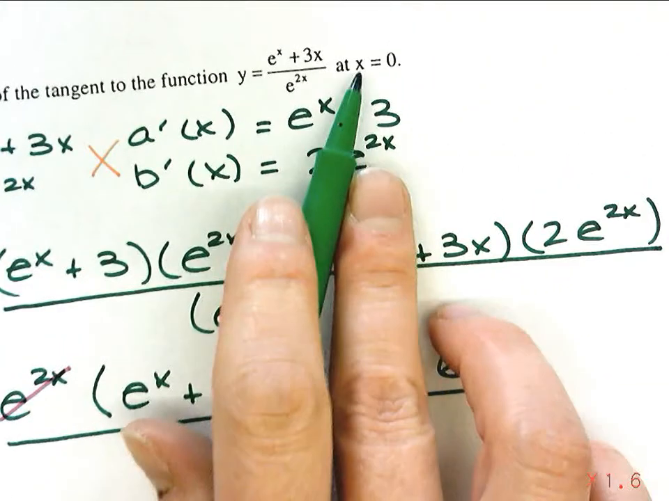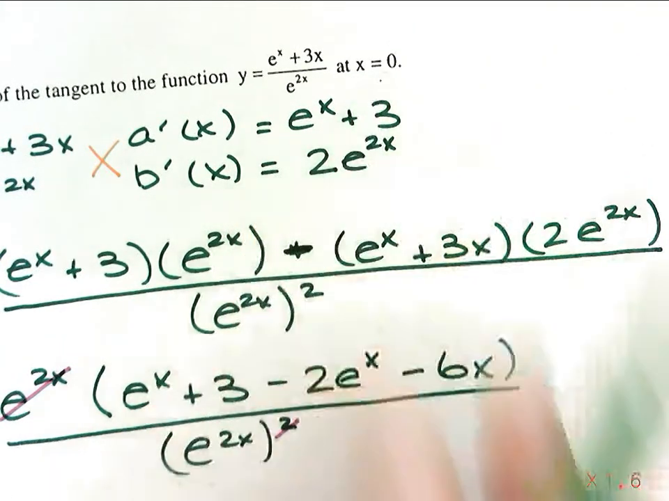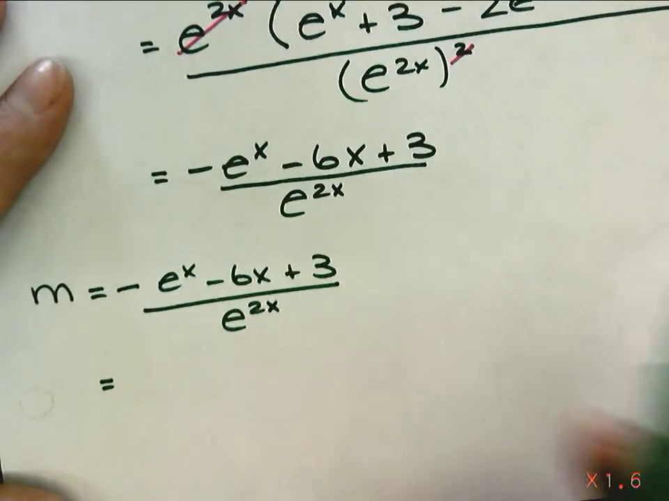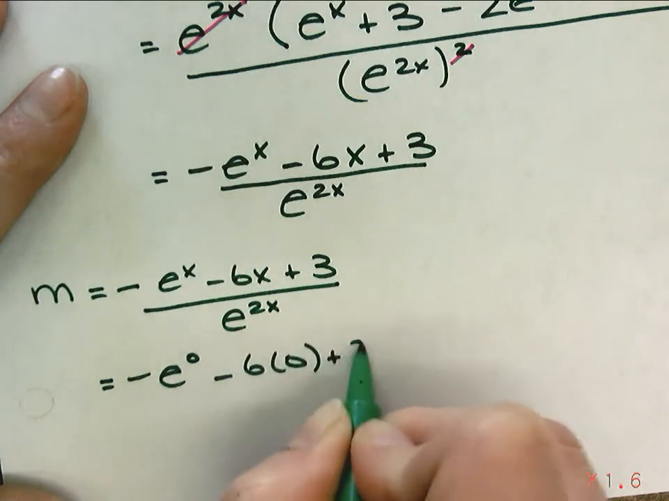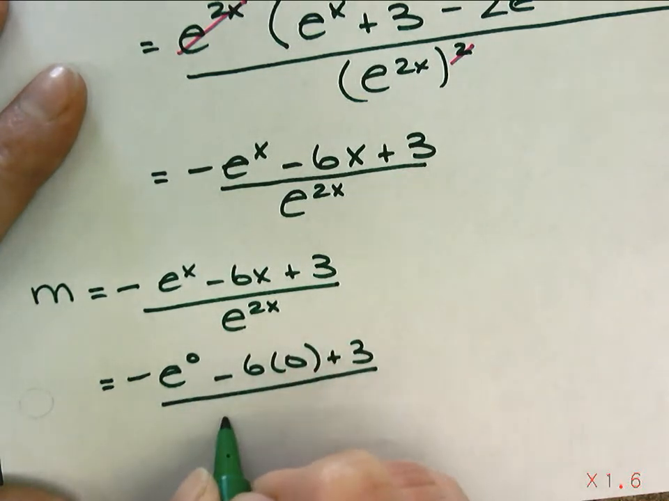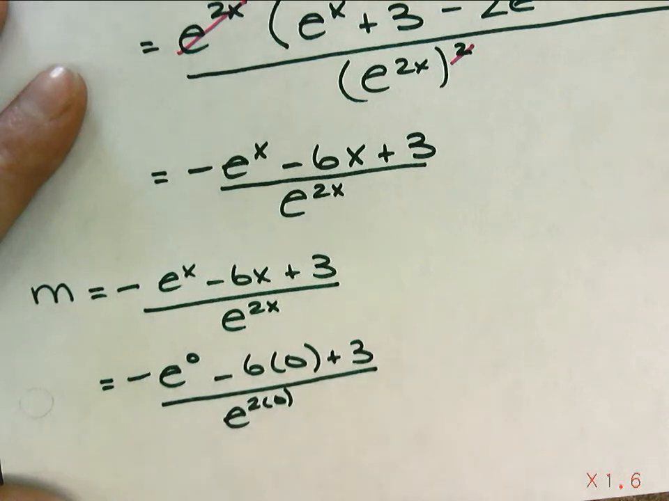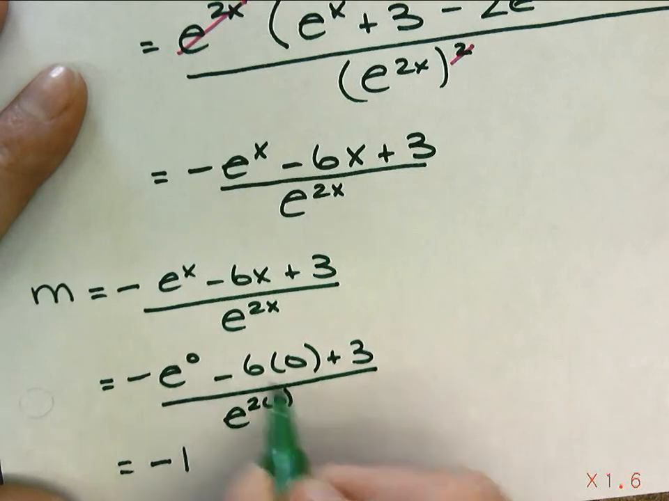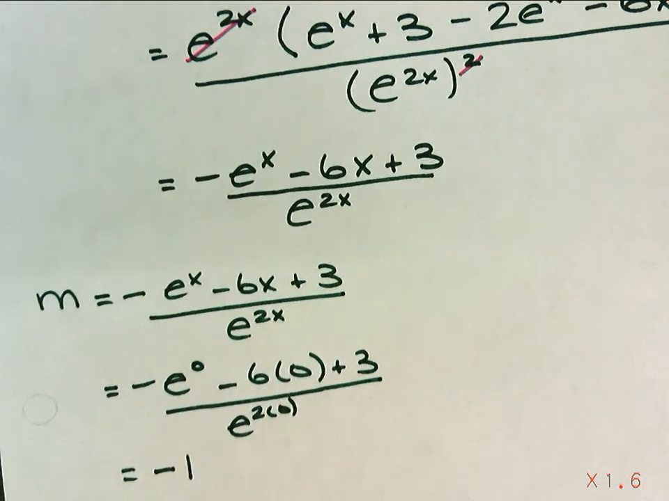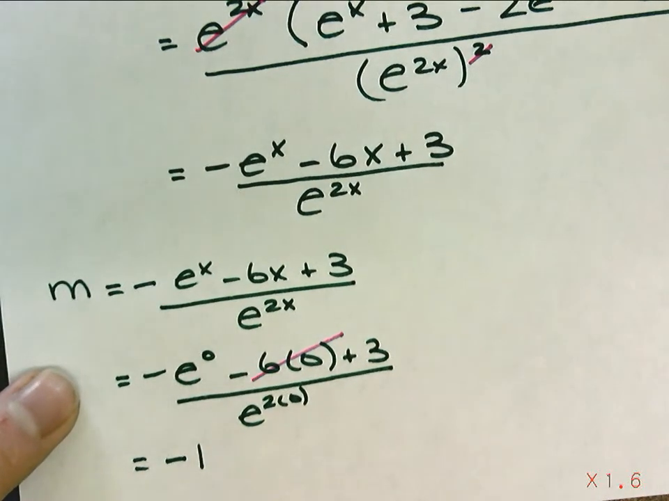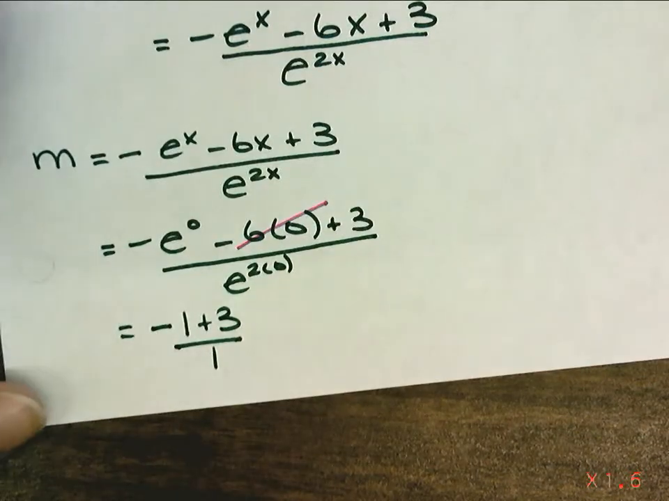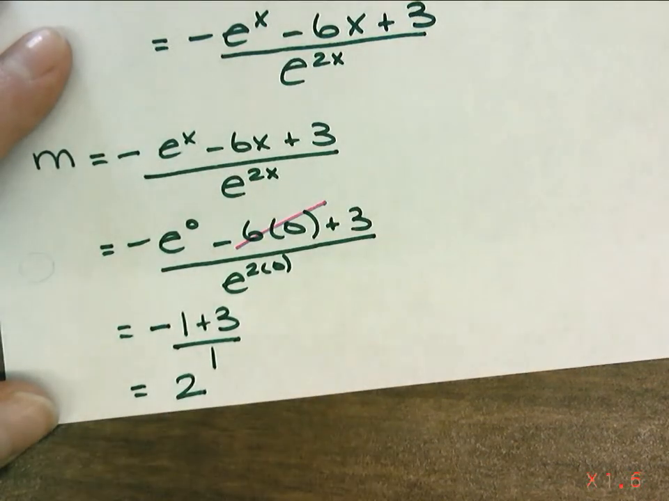We're doing it for the point specifically at x equals 0. So wherever x is, I'm going to put 0. Well, e to the 0 is 1. This disappears. And then I'm left with plus 3 all over 1. And this is equal to 2.